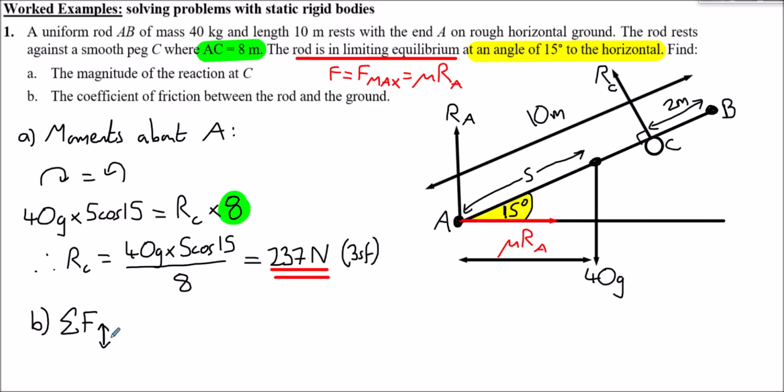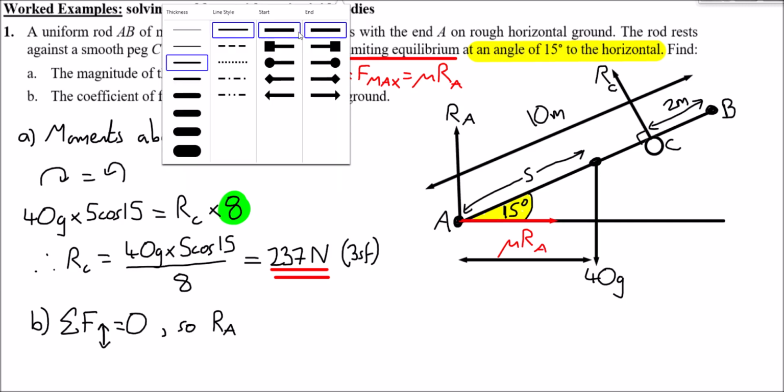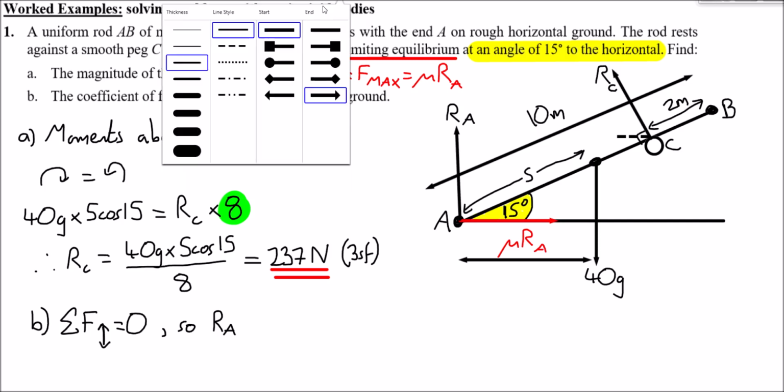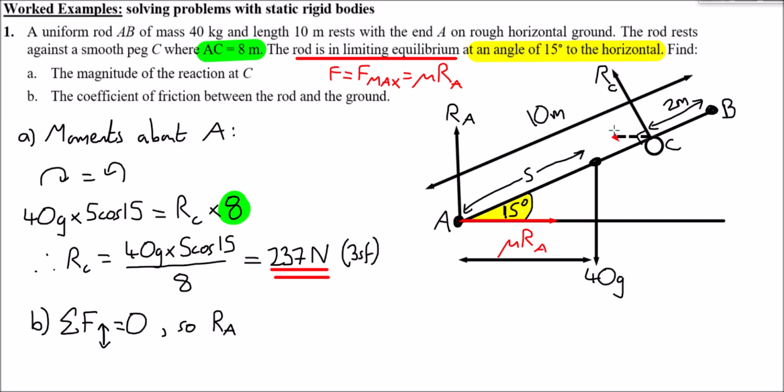Now because the system's in equilibrium, the forces going up and down will sum to 0. So the forces going up, we've got RA. We'll also have a certain component of RC as well, but RC isn't going vertically up, it's going sort of diagonally up. So what I'm suggesting we do here is try to work out this component which is going vertically for C. So what's this vertical component of C?